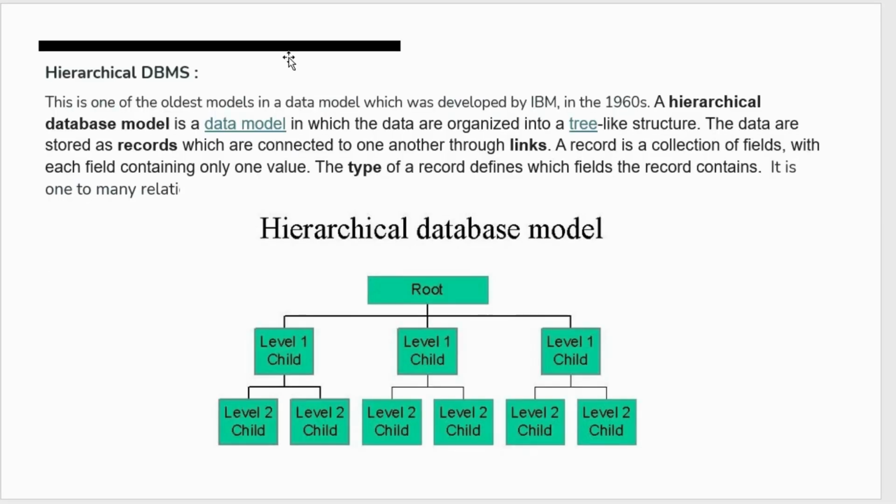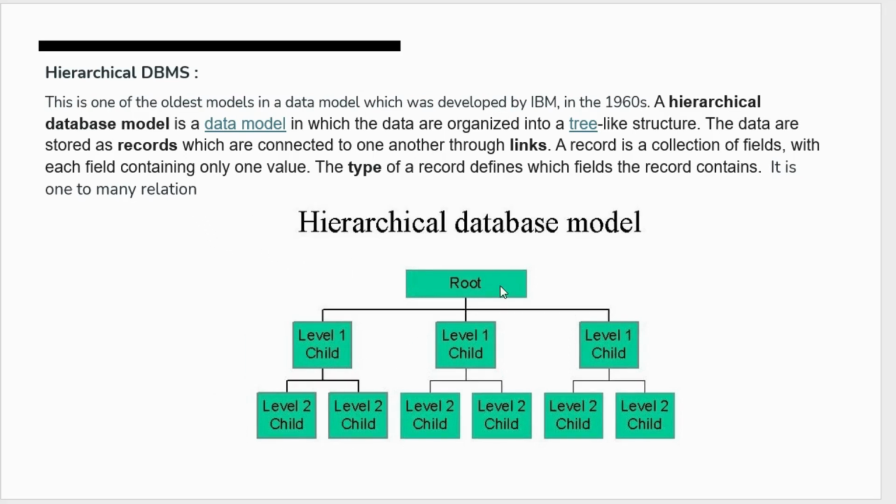What is the hierarchical DBMS? This is one of the oldest data models, which was developed by IBM in the 1960s. The hierarchical database model is a data model in which the data is organized into a tree-like structure. See in the picture, this is the root. It is a one-to-many relation. You can see in the picture, one parent can have multiple children, but one child has only one parent.